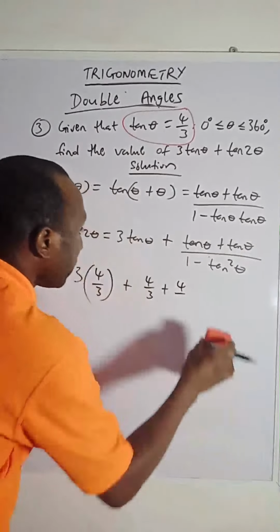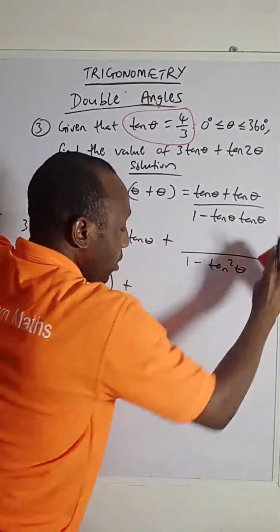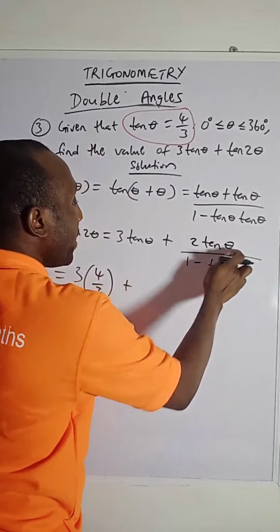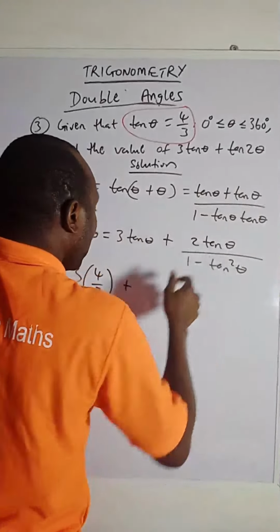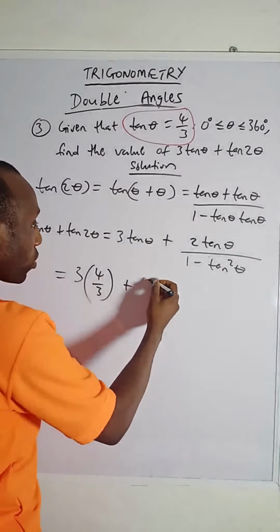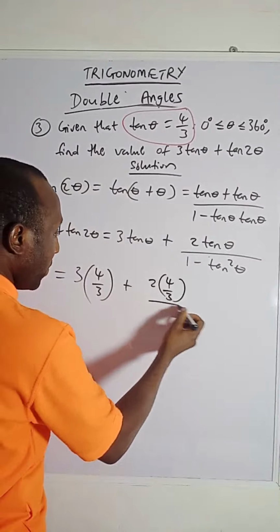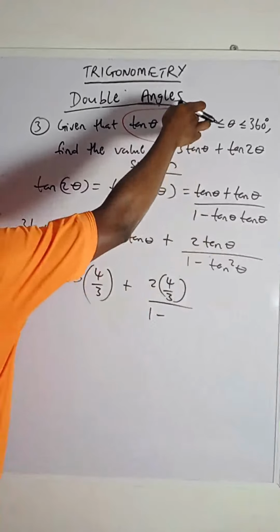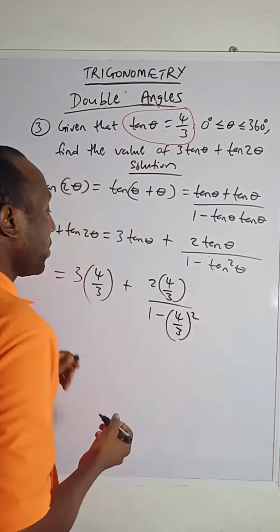Or let's do it this way. I think I should remove this and write 2 tan theta. It's not going to change anything. It's still the same thing. Tan theta plus tan theta is 2 tan theta. So plus 2 times 4 over 3, okay? All divided by 1 minus tan squared theta. You square what tan theta is. So 4 over 3 all squared.